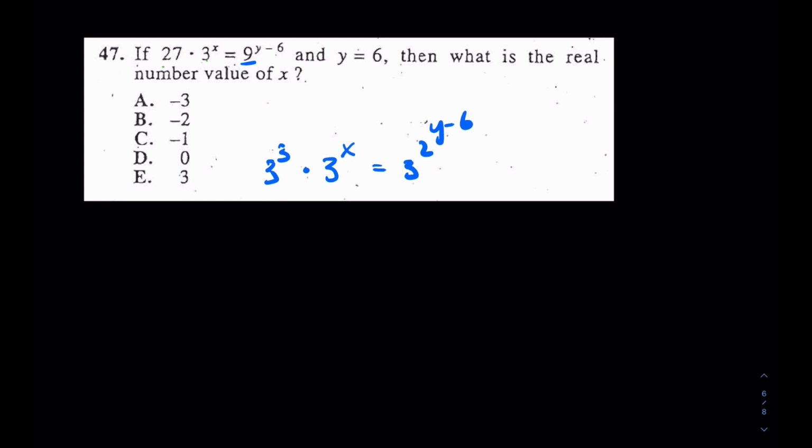Let's finish up here, because what do you do with the power of a power right here? 3 to the second to the y minus 6? Well, you multiply. This will become 3 to the 2y minus 12, of course, distributing this 2 to both. And now I have 3 to the 3 plus x, reminding you that with multiplication of exponents, I added them, so that's 3 plus x.